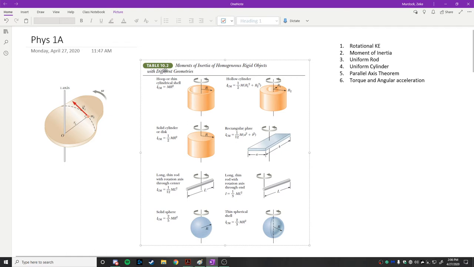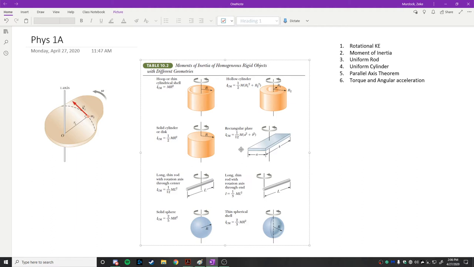And you may not really remember what moment of inertia is or why we even need to understand it, but I'll tell you what it is right now, and then hopefully by the end of the class you'll understand this. So, moment of inertia is the resistance that an object has to being rotated. It's pretty much what it is. It's the resistance to rotation, in the same sense that mass is resistance to linear motion.